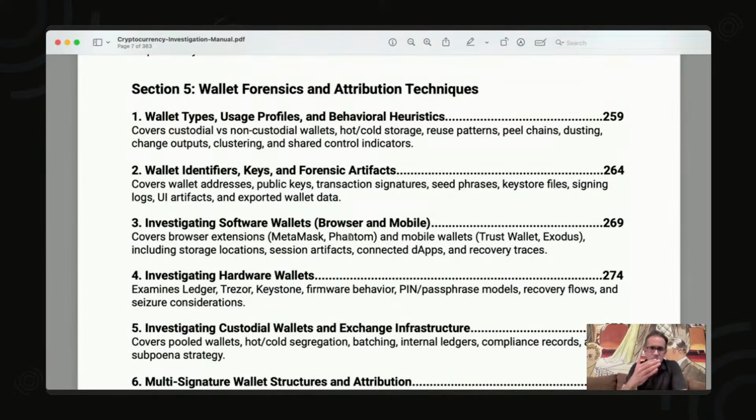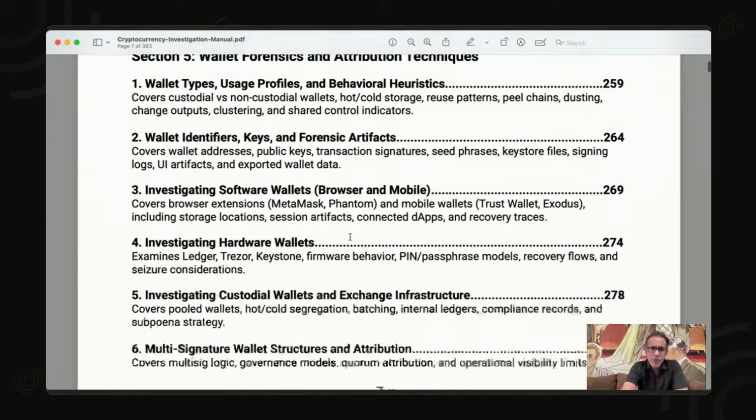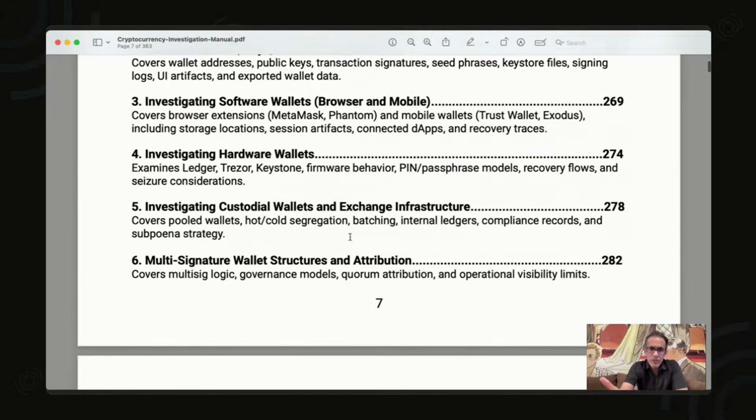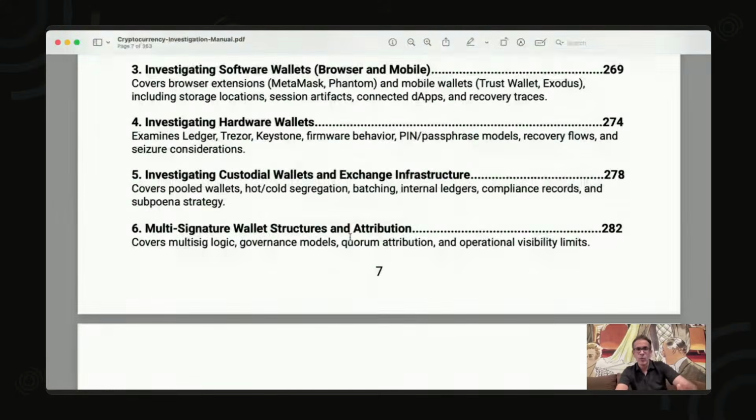Then we look into the software wallets. Now, those are usually the kinds you would put on your browser or your mobile. So we're talking about things like MetaMask and Phantom or Trust Wallet. Then we go to hardware wallets like Ledger, Trezor, Keystone. Then we look at custodial wallets and exchange infrastructure, where we need to understand what we mean by a pooled wallet, hot cold segregation or batching, internal ledgers of the exchanges, what kind of compliance records they have, and then how we get our subpoenas into that.